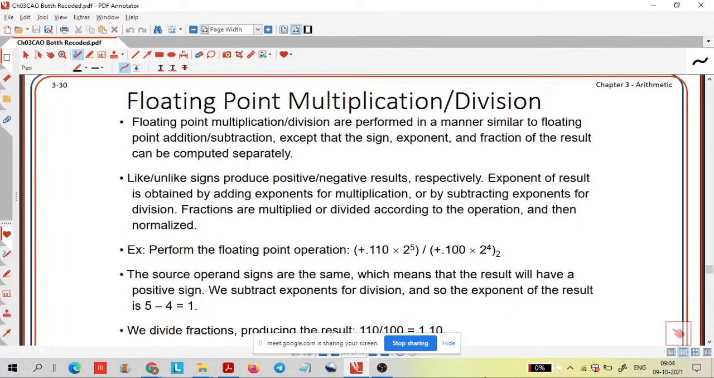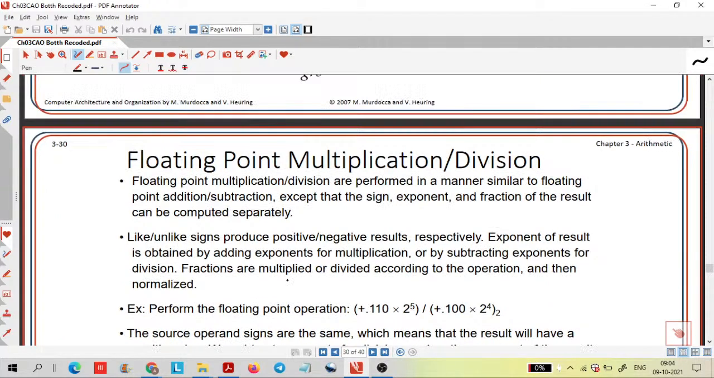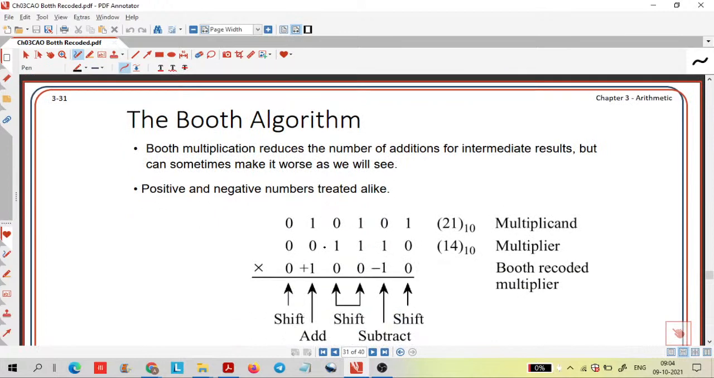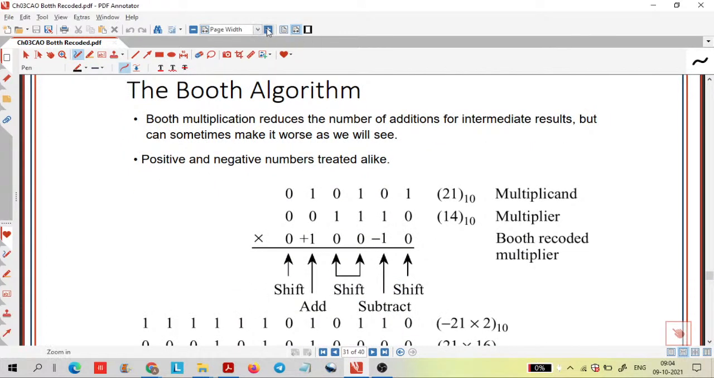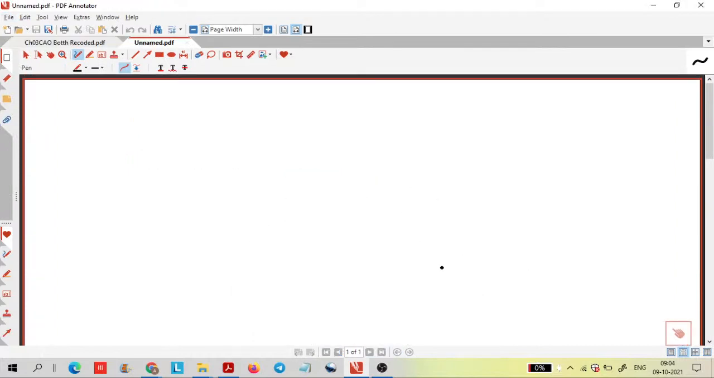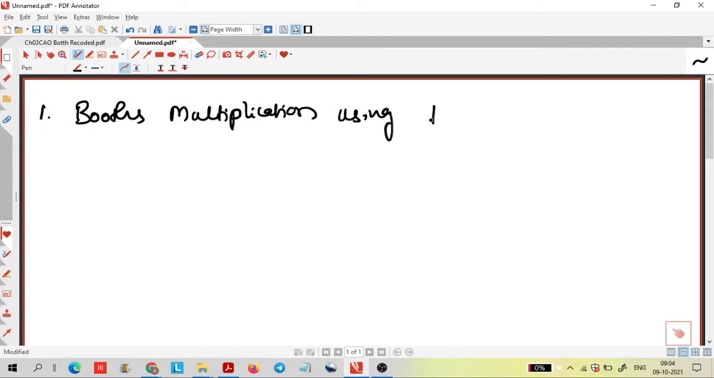Okay, so I think my screen is visible, and yesterday we discussed the multiplication concepts. As we have discussed, three methods of multiplication. One is Booth's multiplication using the table method. That is signed multiplication.